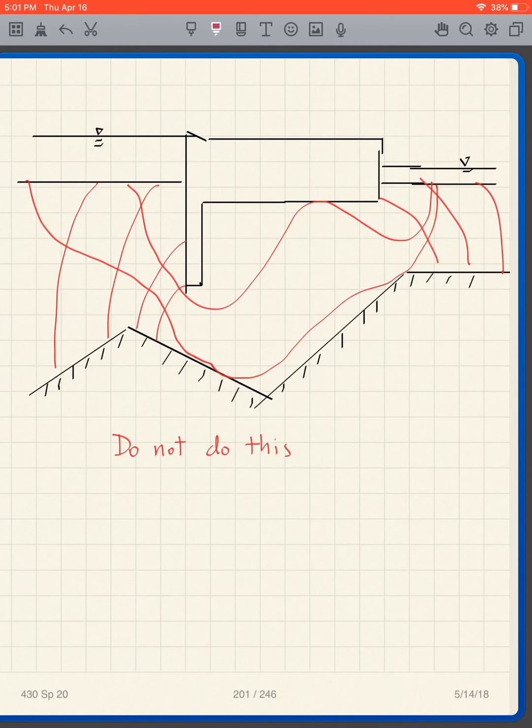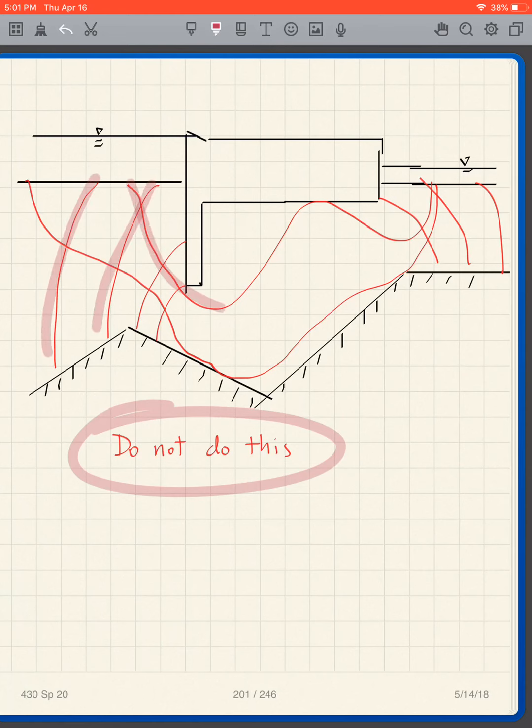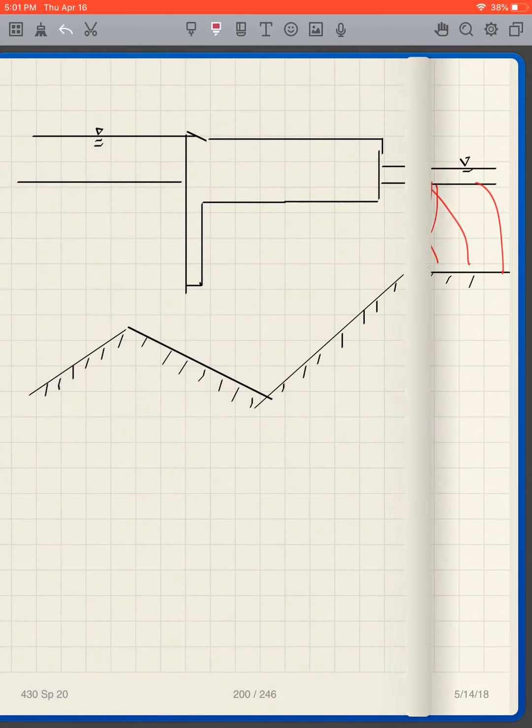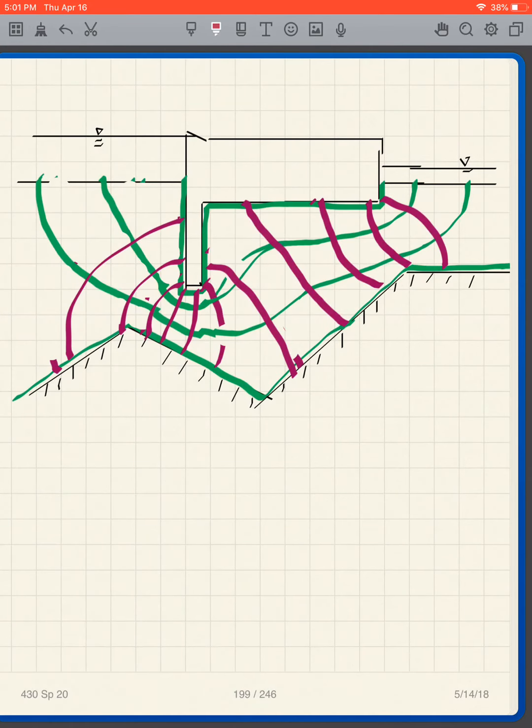This is not good. Okay, so this is an example of do not do this. In other words, this is completely wrong, with lines just all over the place, and they are not squares. You can see there's no square there. That's not a square. This is not a flow net. It should look more like this one here when you do it right.